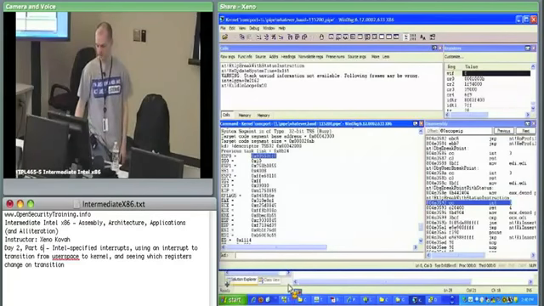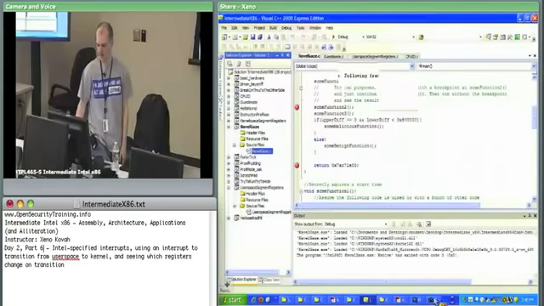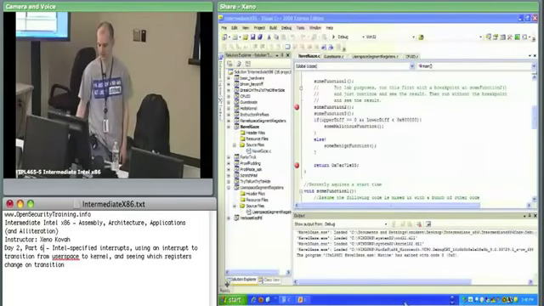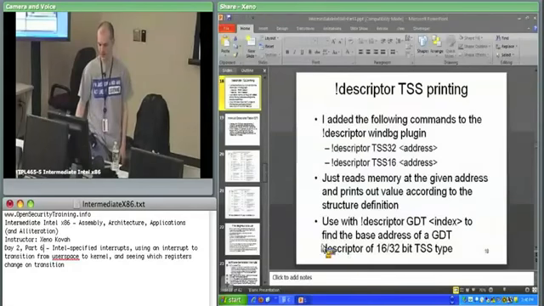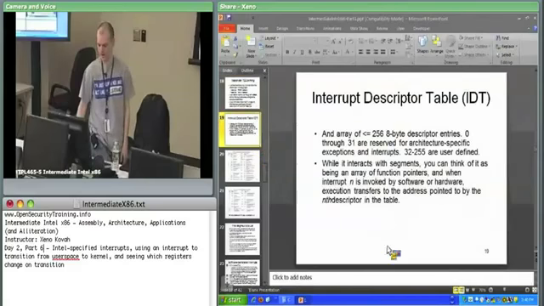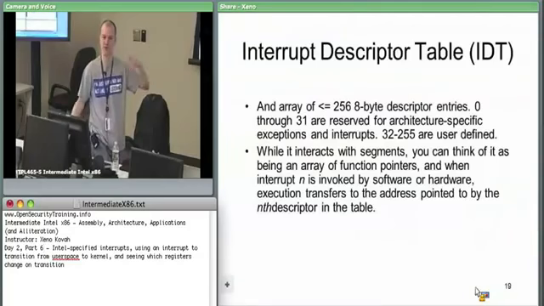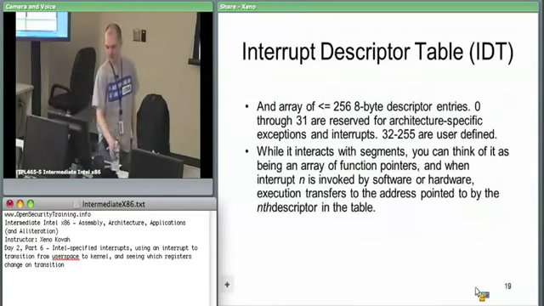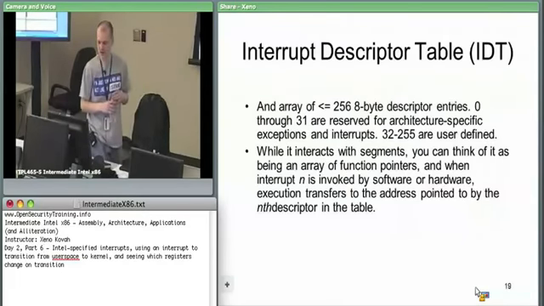Alrighty. So that's all we really care about TSS. We only care about it in order to sanity check that that is how the hardware is figuring out where to dump stuff on the stack. All right, so now onto the actual interrupt descriptor table.